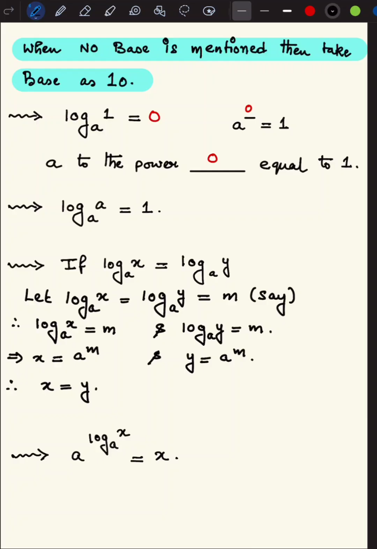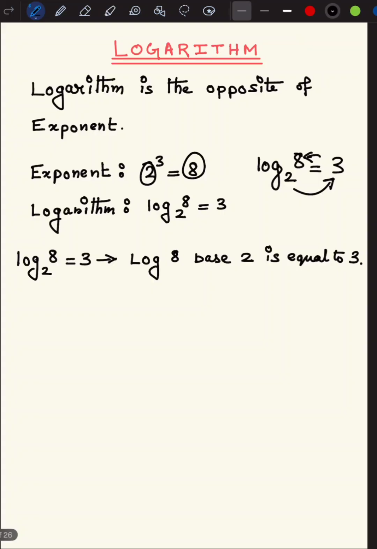Okay, so let's come to the few formulae of logarithm. First one, log 1 base a will be equal to 0, because we can see here that when you wrote log 8 base 2 equals 3, that means 2 to the power 3 is equal to 8.